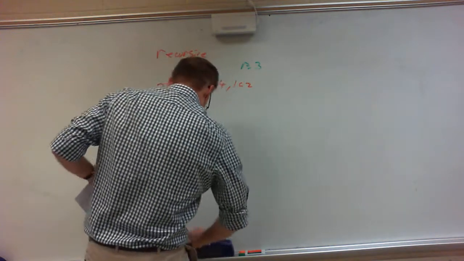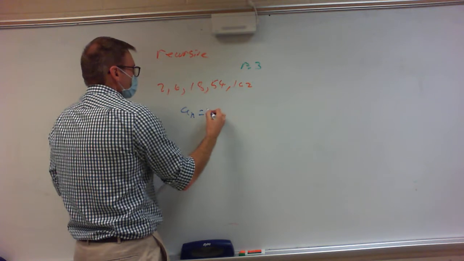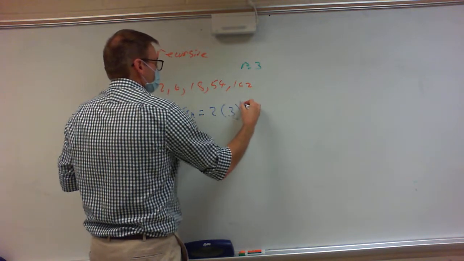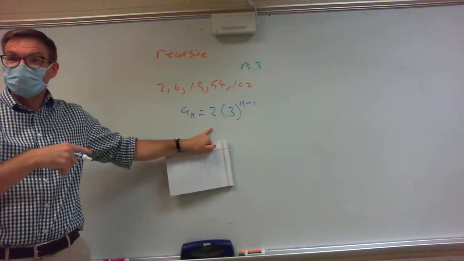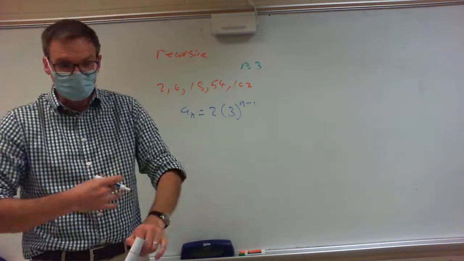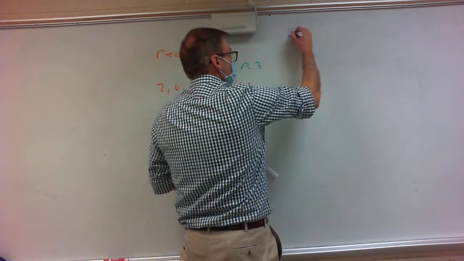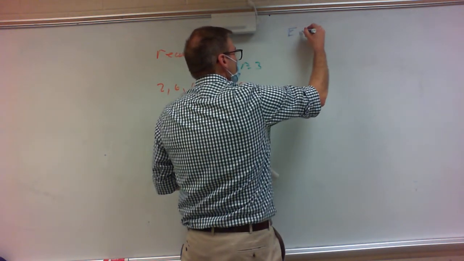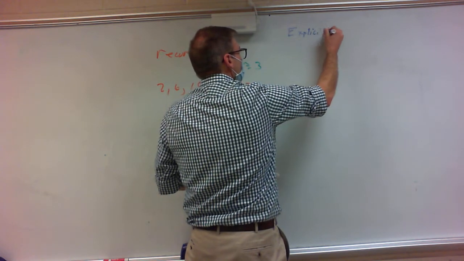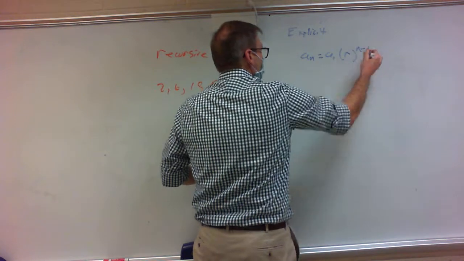So for this problem, our explicit formula was a sub n is equal to 2 times 3 to the n minus 1. Right? You remember that was our explicit formula? If you look in your textbook, or anywhere online, when they say, what's the explicit formula for a geometric sequence, they're going to tell you the explicit formula is a sub n is equal to a sub 1 times r to the n minus 1.